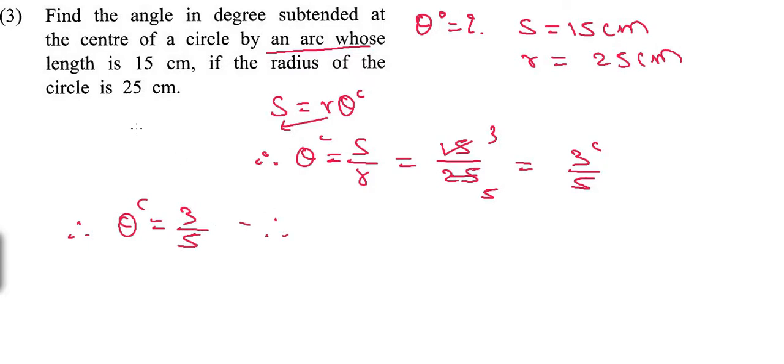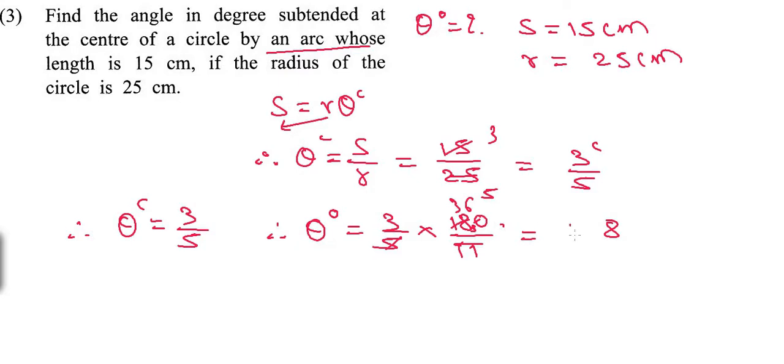Now we shall convert this angle into degree. We have to multiply this by 180 by pi. So theta in degree is equal to 3 by 5 multiplied by 180 by pi. So that is equal to, now 5 3s are 15, 5 6s are 30, 36 3s are 108. So 108 by pi. And so let us write the final answer. Theta in degree is equal to 108 upon pi degree. The final answer.